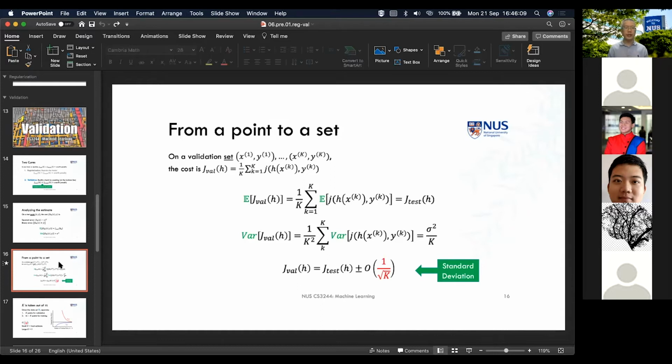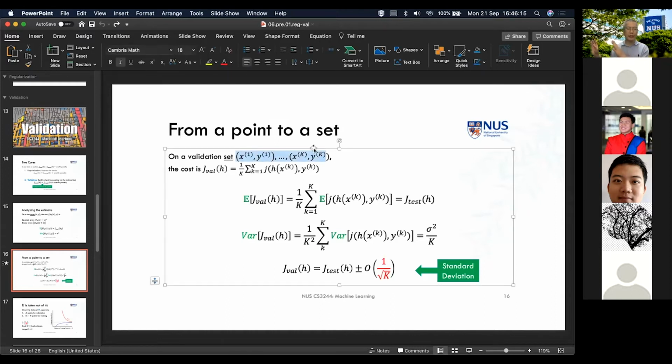So we're going to choose a set of points from our training data. We're just going to take them out. We're going to call them pseudo test data. So we're going to take the big pie of training data, cut off a small portion and say that is called our validation set. And this set has K points. Instead of just having 1 point, we're going to use K because we know we can lower the variance of our estimated test error when we have more than 1 point.